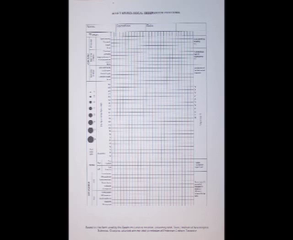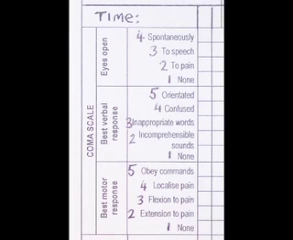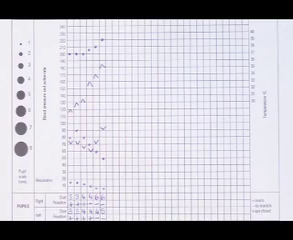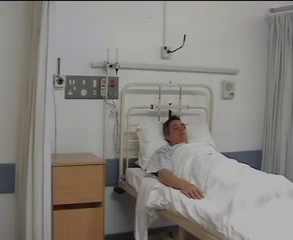There are 4 components within a standard set of neurological observations, as shown on this chart. Firstly, the vital signs, then the Glasgow Coma Scale, the pupil size and response, and lastly, limb movement. These components and how they are assessed will be discussed in turn in the following sections of this video.